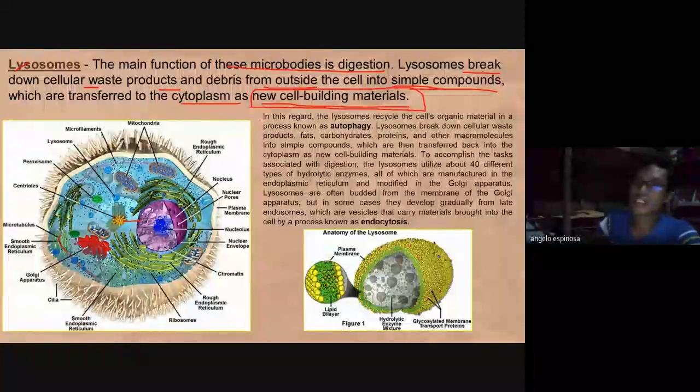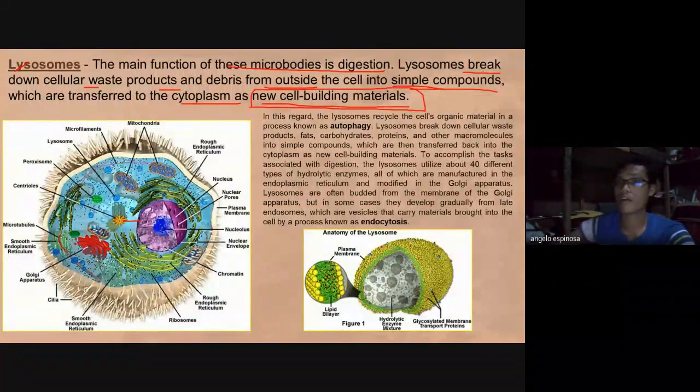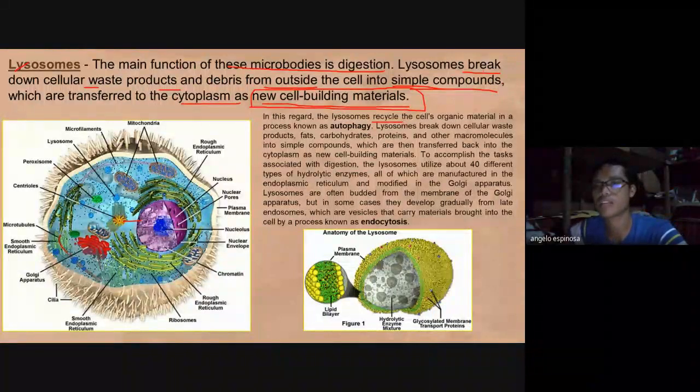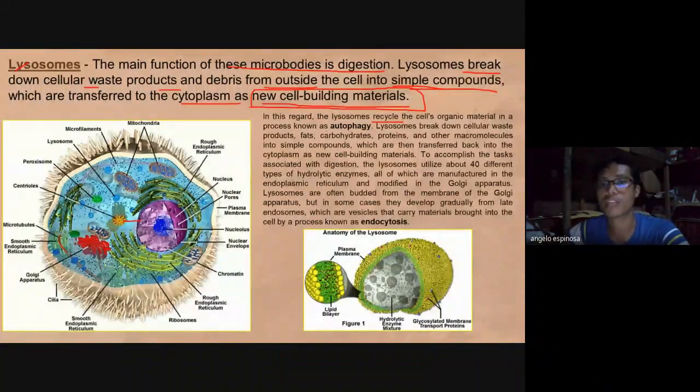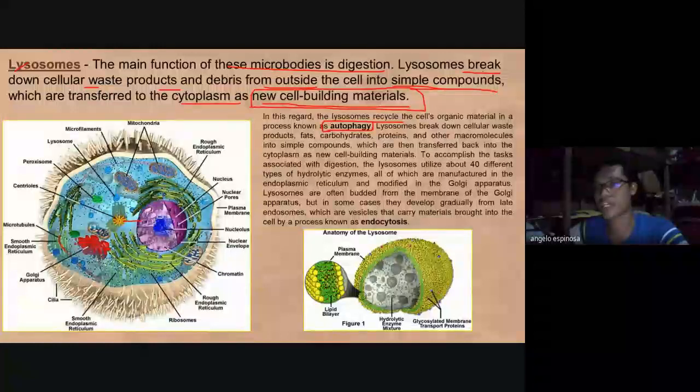In this regard, the lysosomes recycle, yan, yung trabaho niya talaga is recycle. I-recycle niya yung mga waste, no, and mga debris, the cell's organic material, in a process known as autophagy. Autophagy is the process of breaking down the cellular waste and debris, and converting the recycled material into materials or organelles used for the making of other cells.